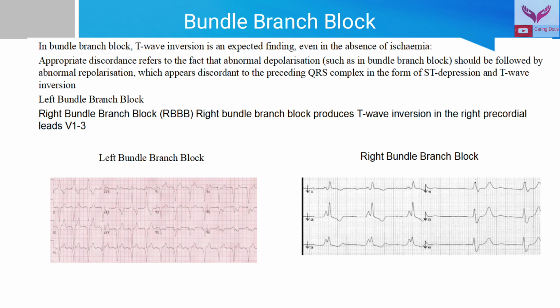Here, in bundle branch blocks, T wave inversion is an expected finding even in the absence of ischemia. Appropriate discordance refers to the fact that abnormal depolarization, such as bundle branch block, should be followed by abnormal repolarization, which appears discordant to the preceding QRS complexes in the form of ST deflection and T wave inversion.